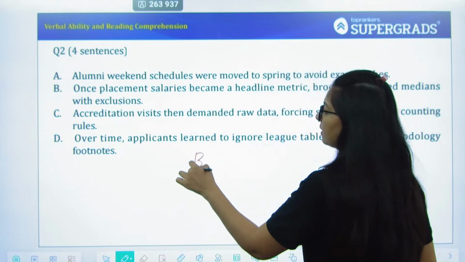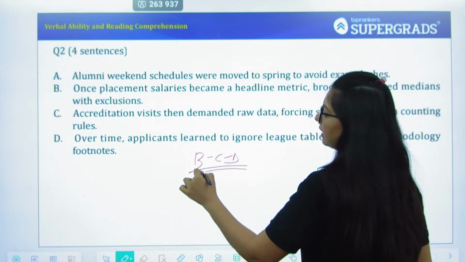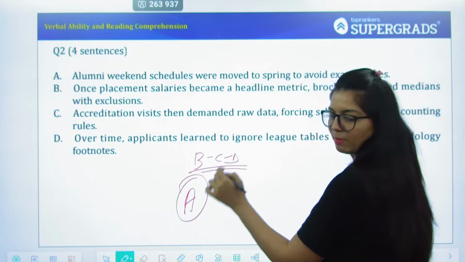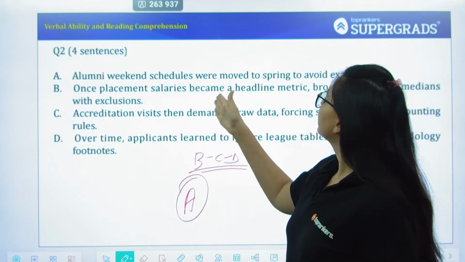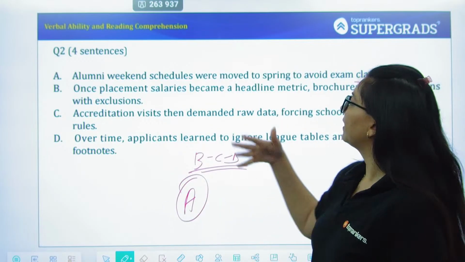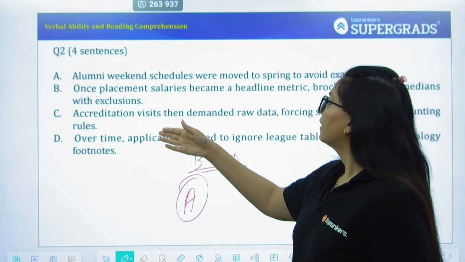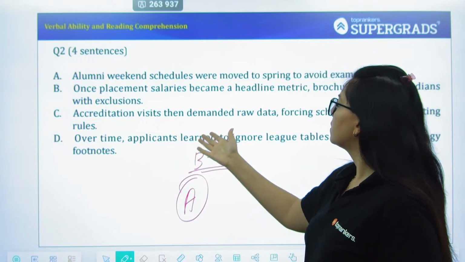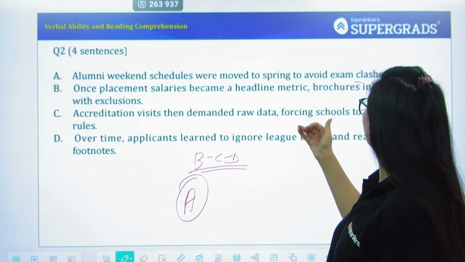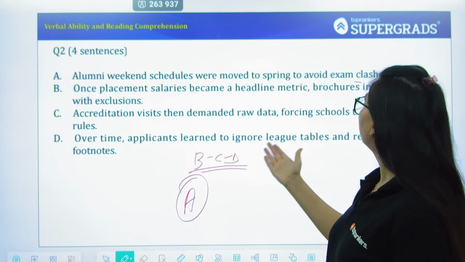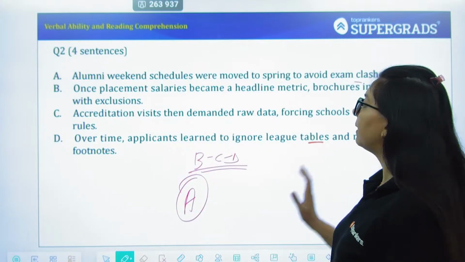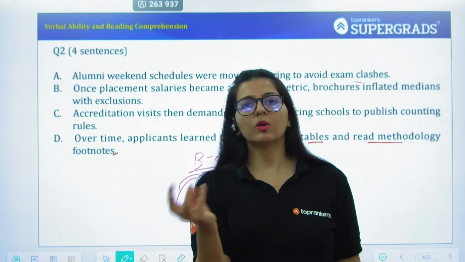So while B, C, and D might make a set, the one odd sentence that we have by default becomes option A, because once placement salaries became a headline metric, brochures inflated median with exclusion. Then we talk about accreditation visits, then demanded raw data, obviously talking about the medians and the metric scores that we have over time. The applicants also learn to ignore league tables and read the methodology footnotes. So it was all about the footnote.